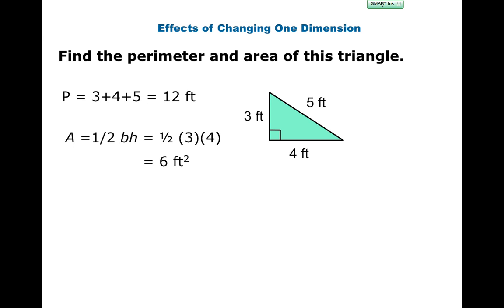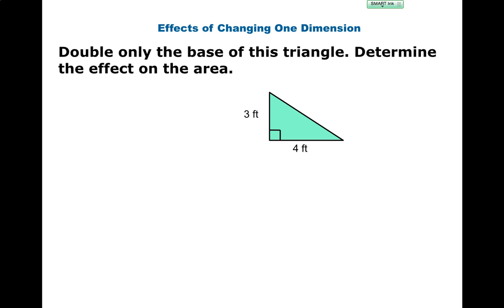Okay, so now let's take that triangle and change something about it and see how that affects the area or the perimeter. Okay, I want you to double only the base of the triangle, and then figure out how the area changed. So double just the base. And I don't care what the new area is, what I want you to tell me is what effect did that have on the area? How did the area change?